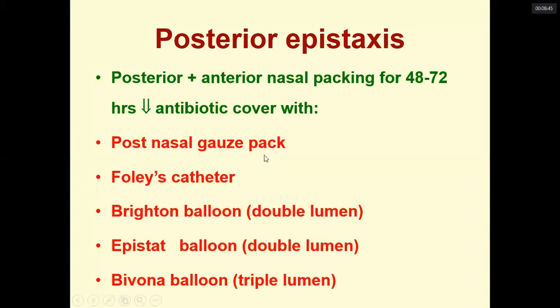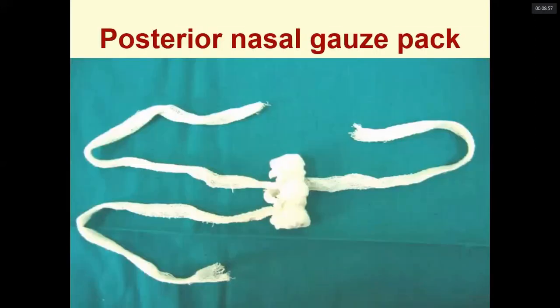So you need to know about the postnasal gauze pack and the Foley's catheter. And between these two, the Foley's catheter is an easy method. Okay, so look here. This is the gauze piece, and it has 3 ends. These 2 ends are coming from the nose, and 1 end is coming from the mouth, and the ends are pulled so that this part lies in the nasopharynx, compressing the plexus and any other bleeding that is present there.